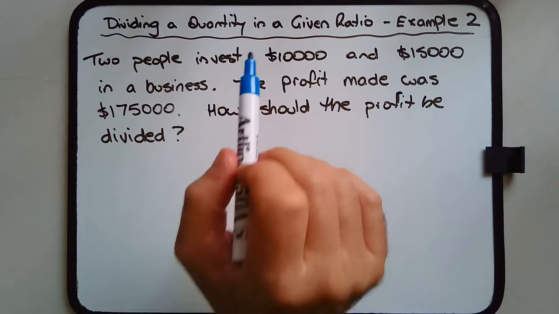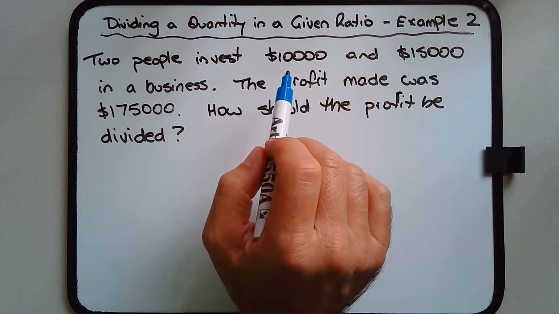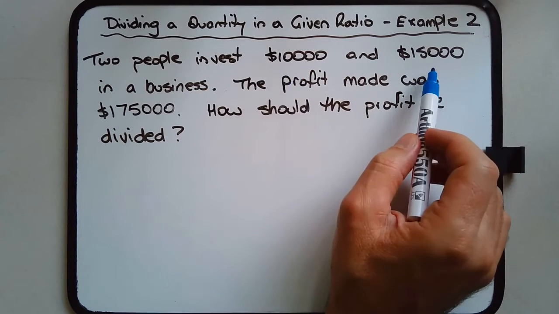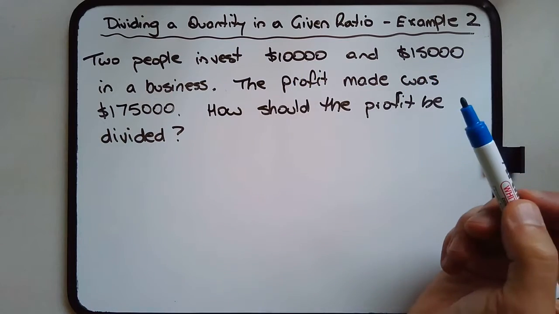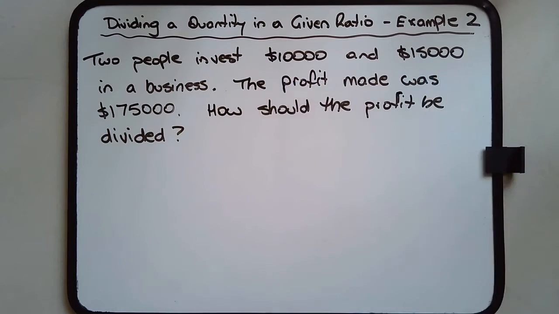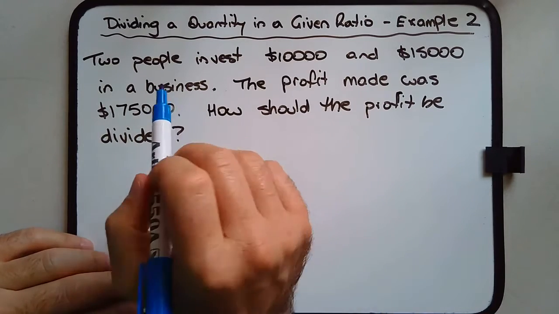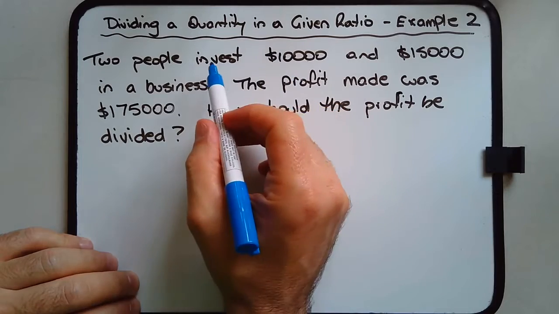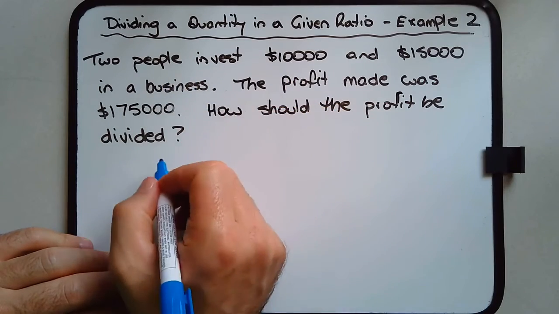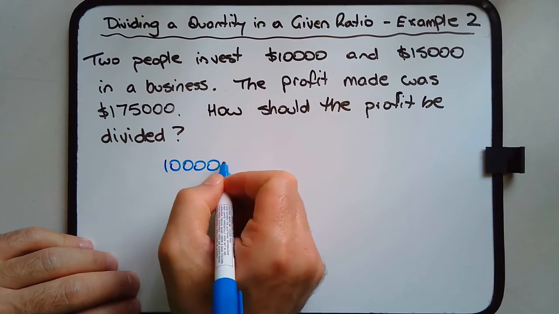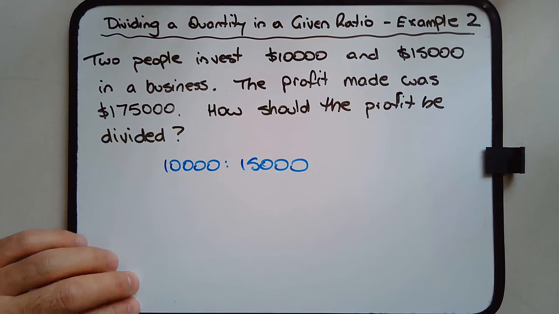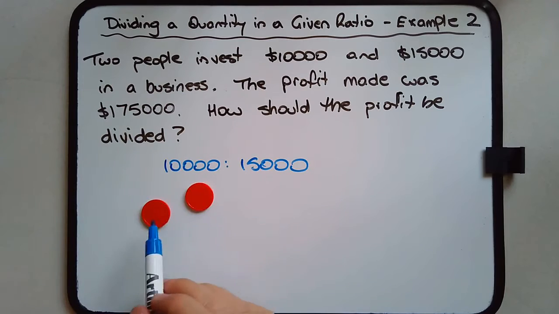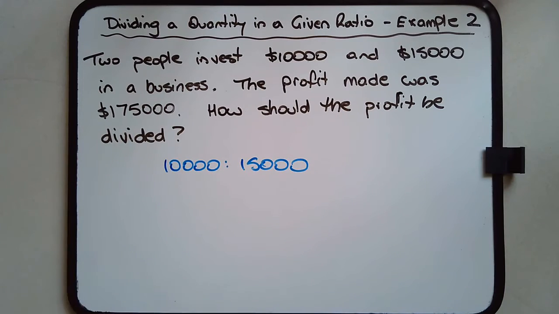Now, it's pretty clear that the person who invested $10,000, which is less than $15,000, should get less of the profit. Obviously, the one who invested more should get more of the profit, but it needs to be in the same measure. So let's look at another way of being able to work this out. First of all, the ratio that the two people invested in is 10,000 to 15,000. Now, I'm not going to use counters because I'm going to need 10,000 of them, so I'm not going to use counters for this one.